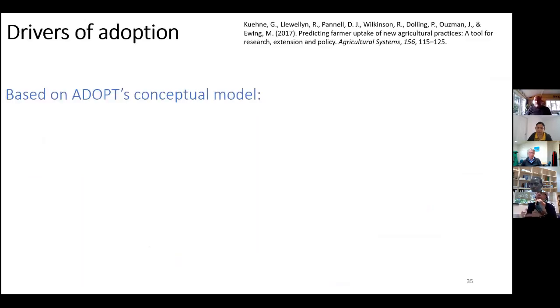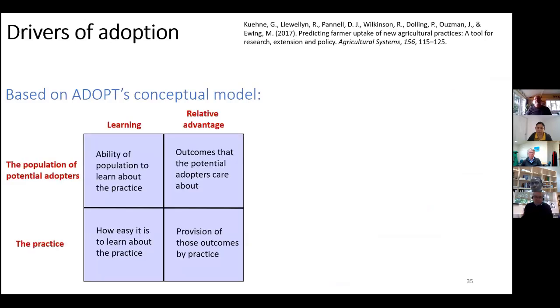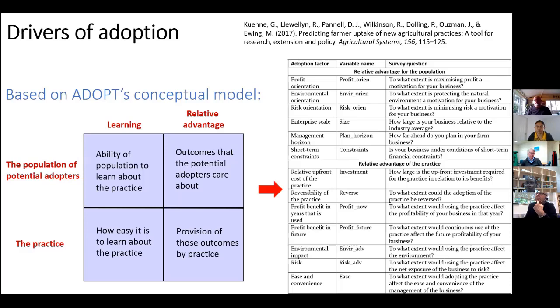I'm going a bit slow, but then what I've done, as I said, is try to test what were the reasons behind, or try to explain, those differences by running a model. I'm not going to go into detail, but this is what I did. As I say, I used the ADOPT conceptual model to define this question.